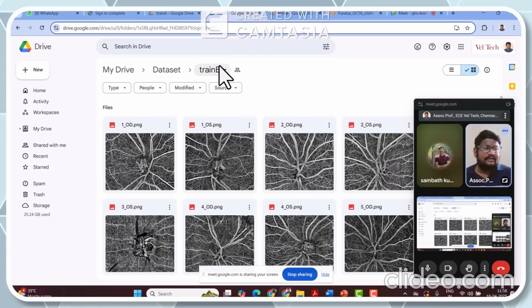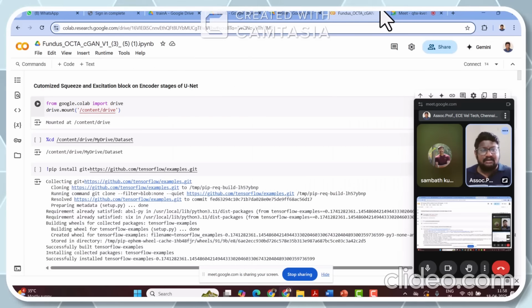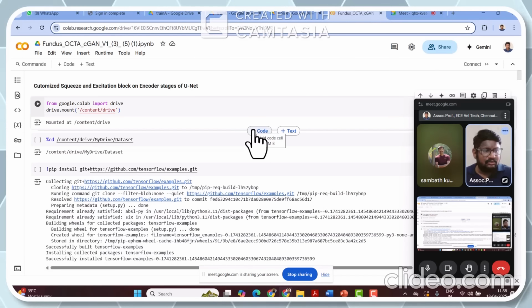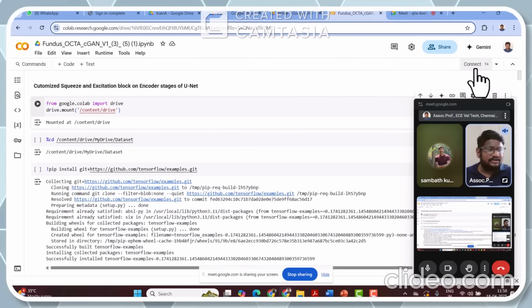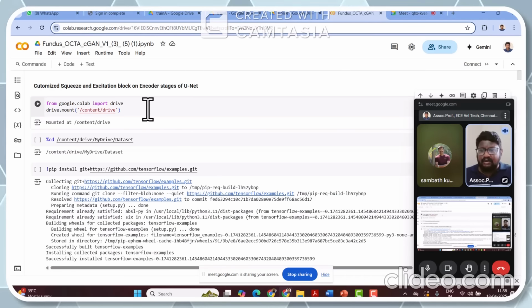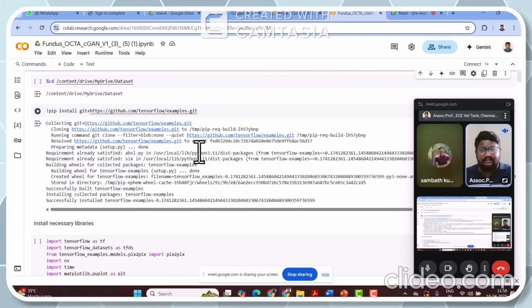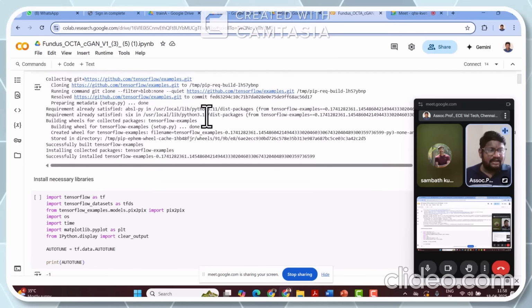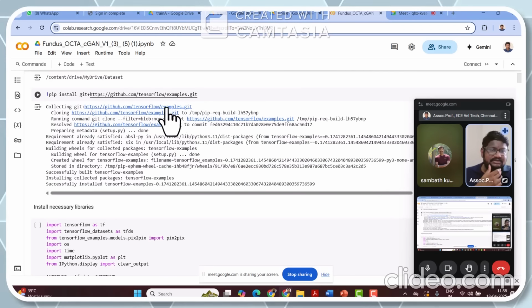So we have the train A, train B, test A, and test B folders, and those are being called from the particular Google notebook. Here we have the option to connect to Google. First we are importing the Google Drive, my Google Drive, and we are installing the necessary libraries. TensorFlow we are installing, and TensorFlow examples from git. Some of the functionalities like pix2pix and U-Net are available in the TensorFlow examples, so whichever libraries are necessary, we are installing.